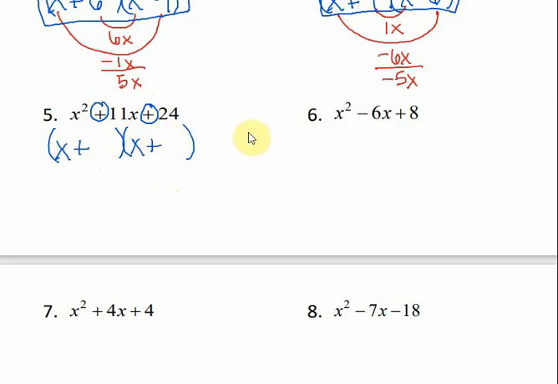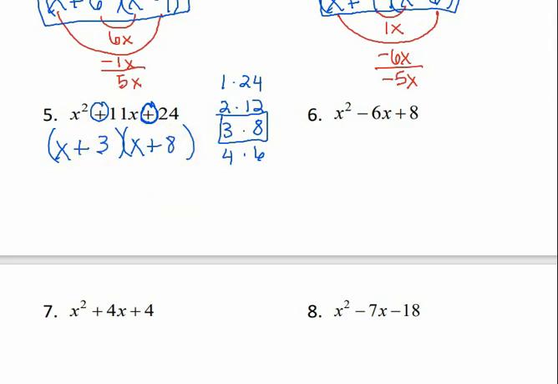Now, 24 has several factors. We could multiply 1 times 24, 2 times 12, 3 times 8, and 4 times 6. So we need the factors of 24 that will add to give me 11. Which ones will add to give me 11? 8 and 3. Okay, now since they're both the same, it doesn't matter which order we put them in. We could put 3 here and 8 here, or we could put 8 here and 3 here. It doesn't matter because they're both positive.